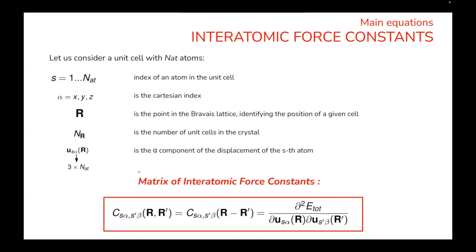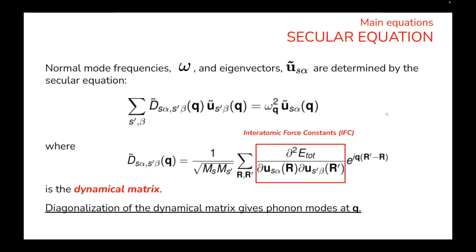And then we want to compute the matrix of interatomic force constants, capital C_{s alpha, s' beta}(R, R'). This object depends only on the difference between capital R and capital R prime. By definition, this is the second derivative of the total energy with respect to the displacements. This is what you saw in the lecture in the morning. So now we want to compute this object. And then you also saw the secular equation, which is the first equation written here, where omega are the normal mode frequencies and u tilde are the eigenvectors of phonons. So we want to solve this secular equation, and D tilde is the so-called dynamical matrix. This object is simply the Fourier transform of the interatomic force constants. The object in the red rectangle is the interatomic force constants, the object in real space, R, R prime.